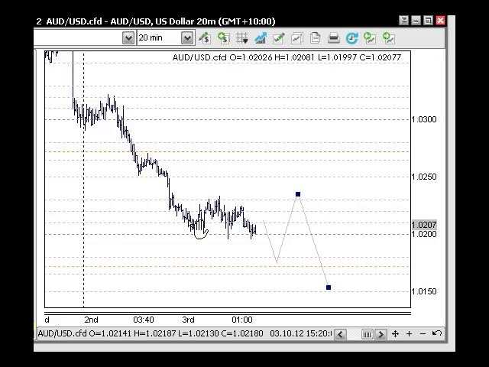But this is a little 4th wave structure of 1 degree here, so it's likely to come down and retest that before going down further. Well, that's really about it.